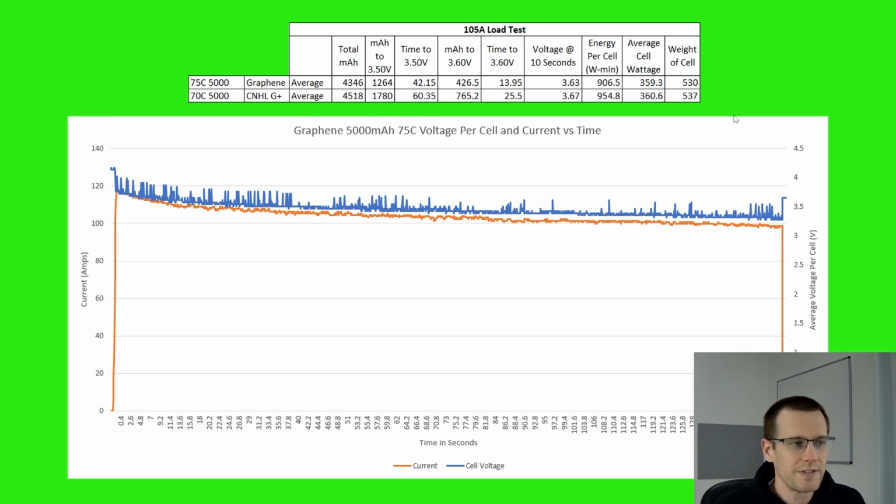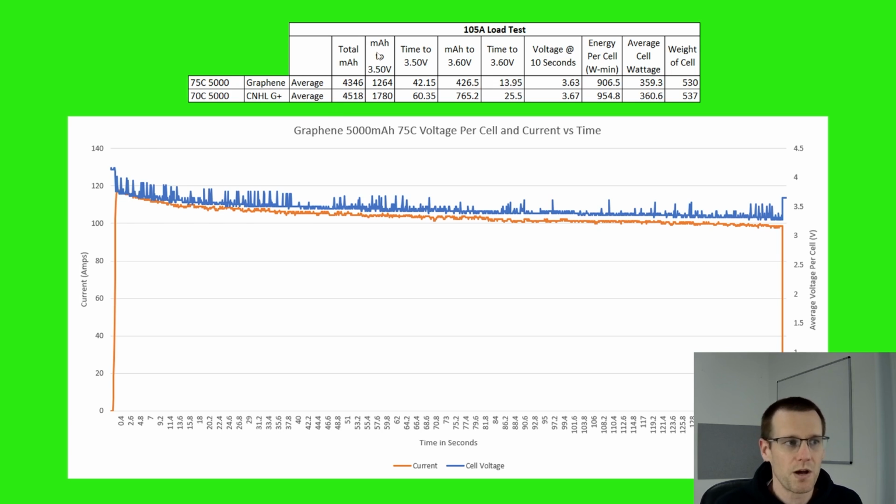So the 75C Graphene pack, as you can see, had a total milliamp hour that we could actually discharge using the same load that we tested for both of these batteries, 4,346 milliamp hour. That's not all that much considering the lesser C rating, and in my personal opinion, I was expecting the Graphene to perform better than the CNHL, and it did not in the very first category.